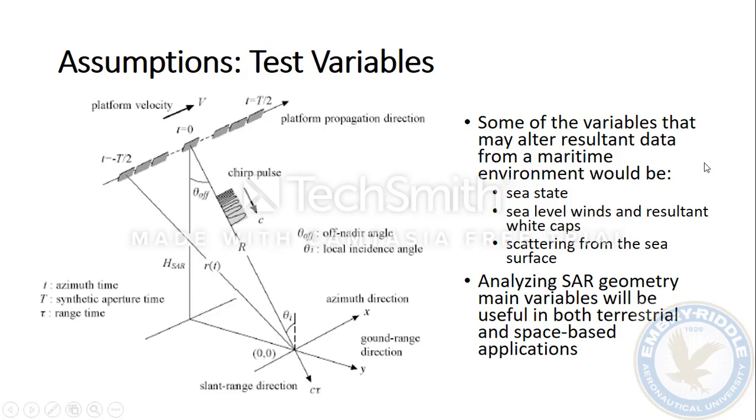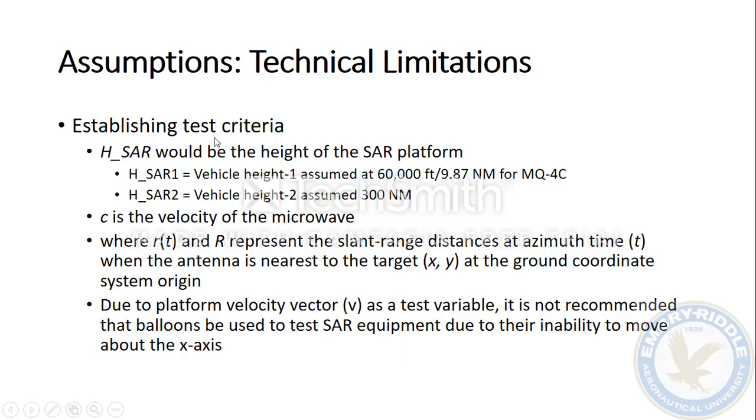I've also identified some of the variables that are important to mention in maritime environments, such as sea state and the sea level winds. It's pretty rocky out there, so you're going to get those resultant whitecaps, which will adversely affect your SAR solution. And then the scattering from the sea surface is also another one. This is the SAR geometry on which I'm basing a lot of my test variables and limitations, for space and for terrestrial environments. So here we're talking about establishing my test criteria, the technical limitations.